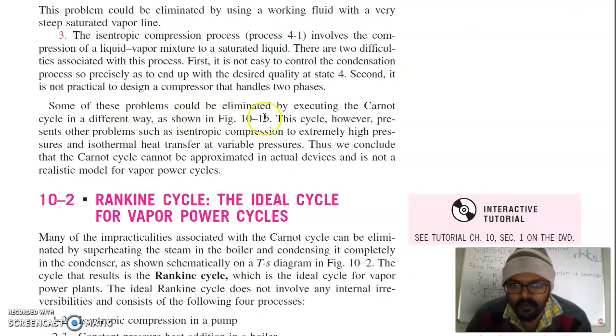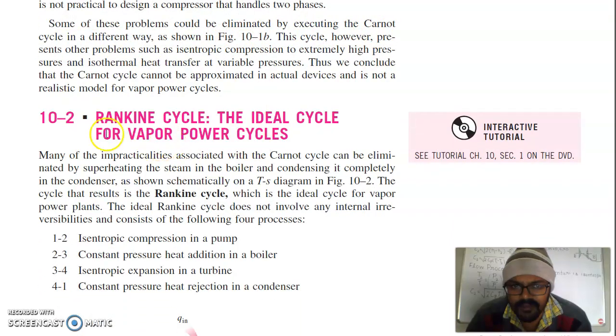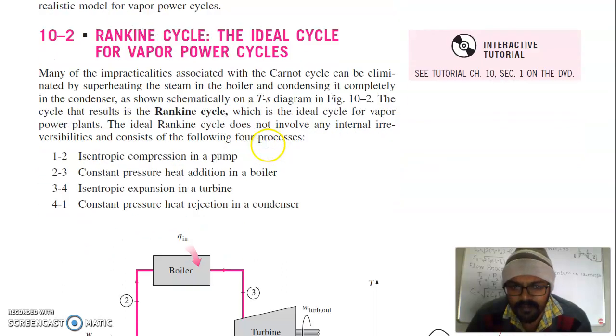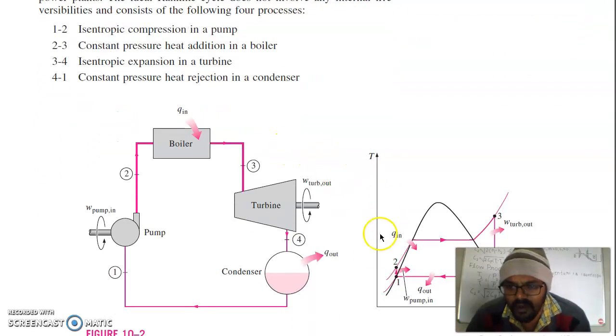So some of these problems could be eliminated by executing a Carnot cycle in a different way. Let's discuss the Rankine cycle, the ideal cycle for vapor power cycles. It means a little modification is done in the Carnot cycle.